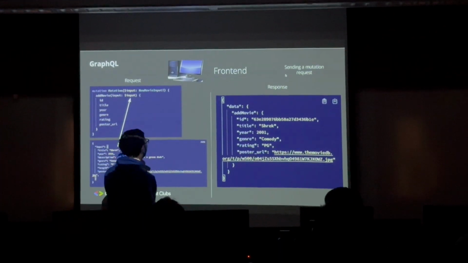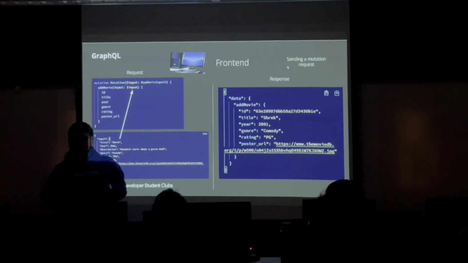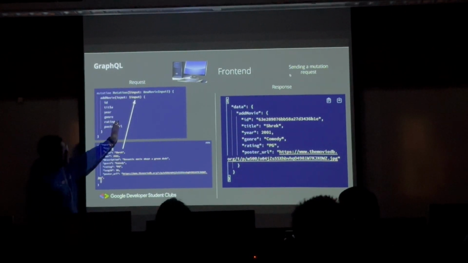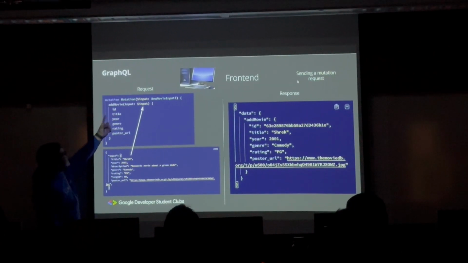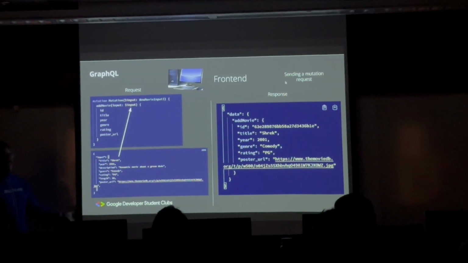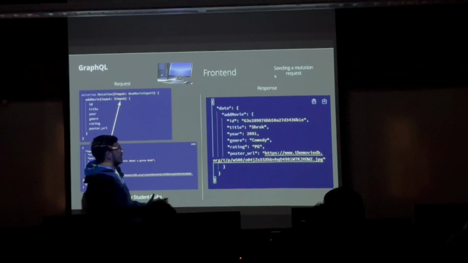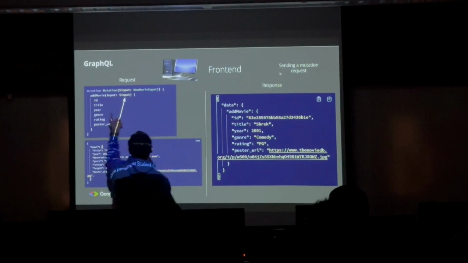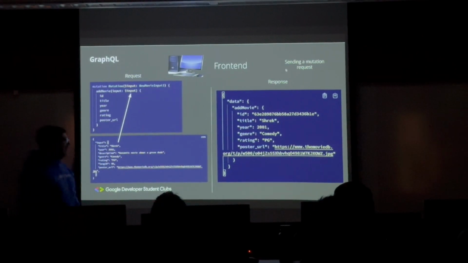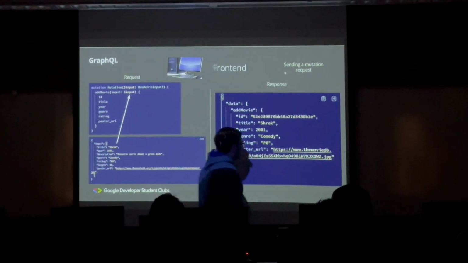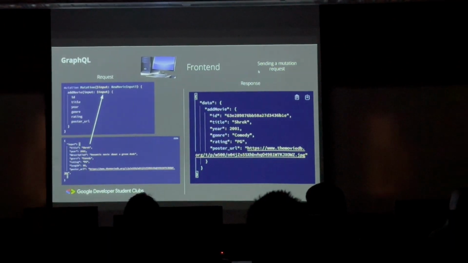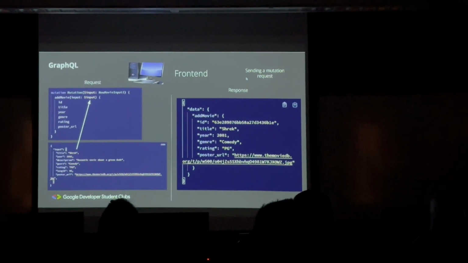And when we send the request to add that movie to the database, right here I said add movie, and when you add that movie, give me this back. Give me back the ID, the title, the year, the genre, rating, poster URL. It adds the movie to the database, and then it gives you back the information. So it gave me back exactly what I asked for. And in a REST API, it would have probably given me everything, which I probably don't want. So yeah, that's GraphQL in about a nutshell.